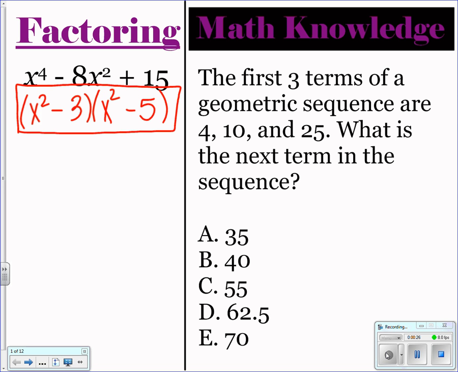For a geometric sequence, to get from one term to the next, you multiply by something. What can we multiply 4 by to get 10? Well, you would multiply it by 2.5. And then 10 times 2.5 is 25. So 25 times 2.5 gives you 62.5. And so your correct answer would be D for the next term in the sequence.